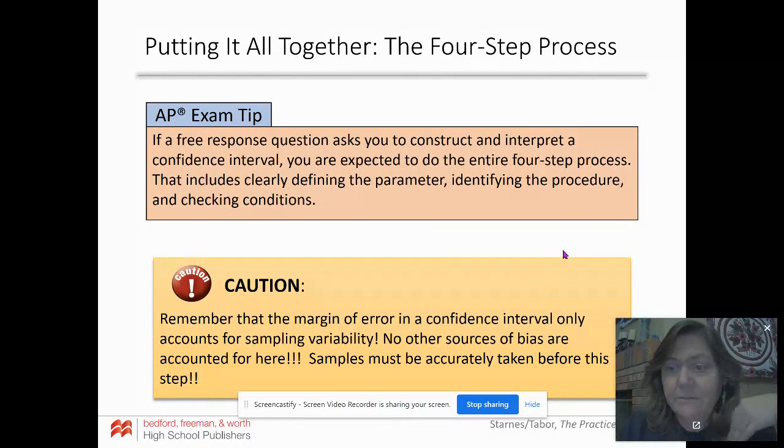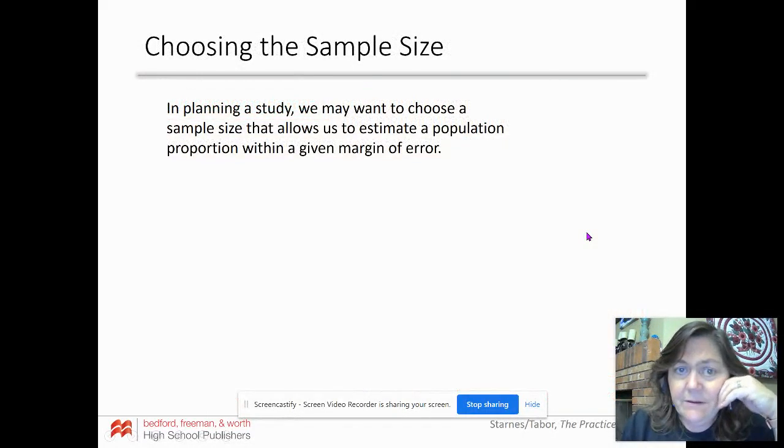Let's see if we can move on here. Seems like I moved backwards. What's going on here? There we go. All right.